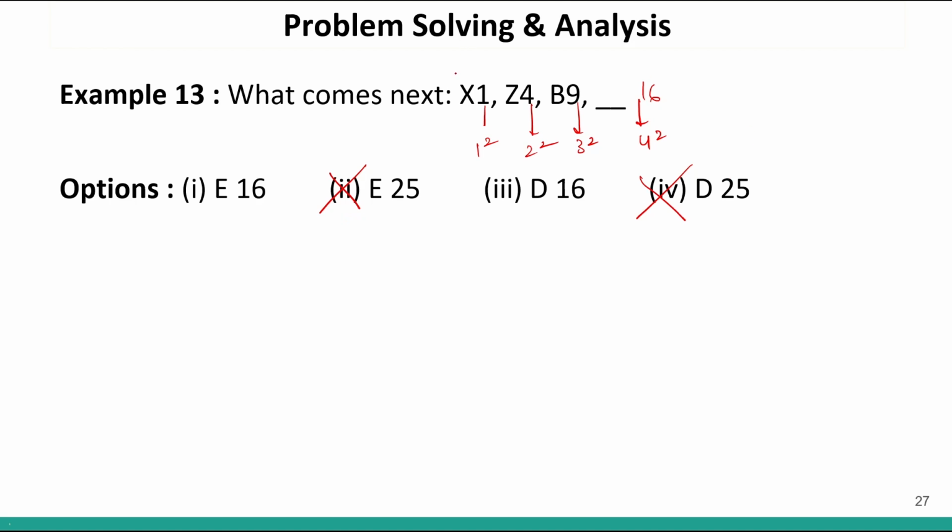Okay. Now let us look at the letters. This is X. X is 24. This is 26 and this is 2. So here we moved 2 positions forward. Here also we moved 2 positions forward. So now we will move 2 positions forward. 2 positions forward will give me the 4th rank, and 4th rank belongs to D. So my correct answer will be D16, which is given in option number 3. So option number 3 will be your correct answer.